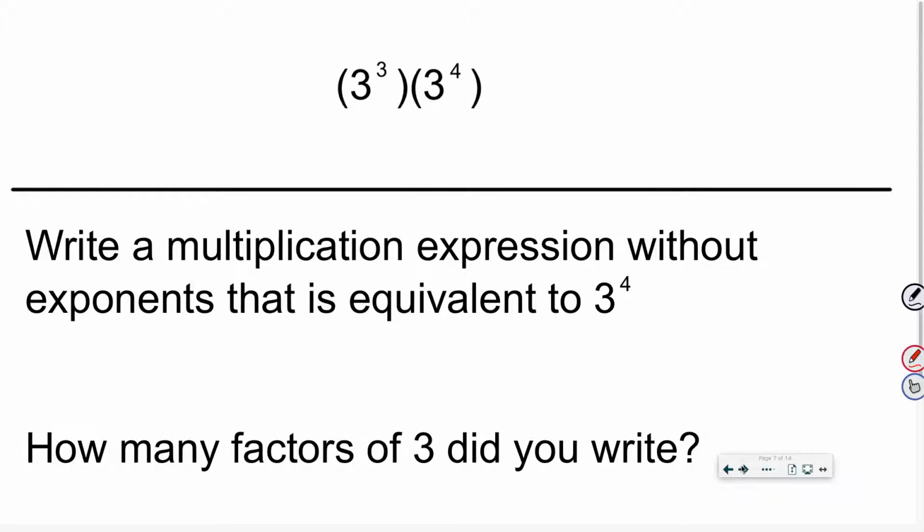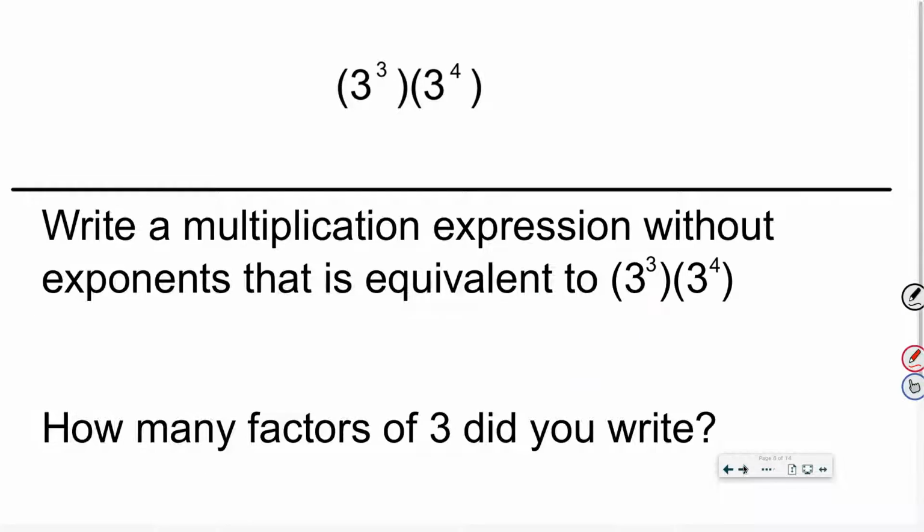How about 3 to the fourth? What would that be? 3 times 3 times 3 times 3. Good. And how many factors? 4. Again, another direct relationship between the exponent, which tells us how many times to multiply a number by itself, and the number of factors we have.